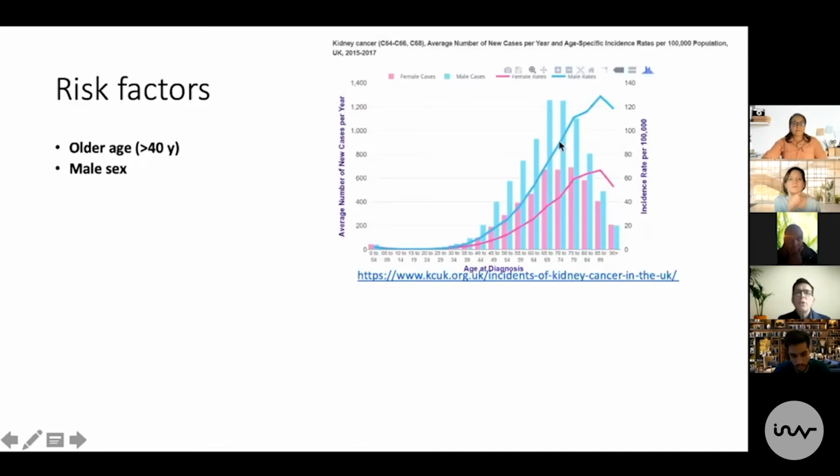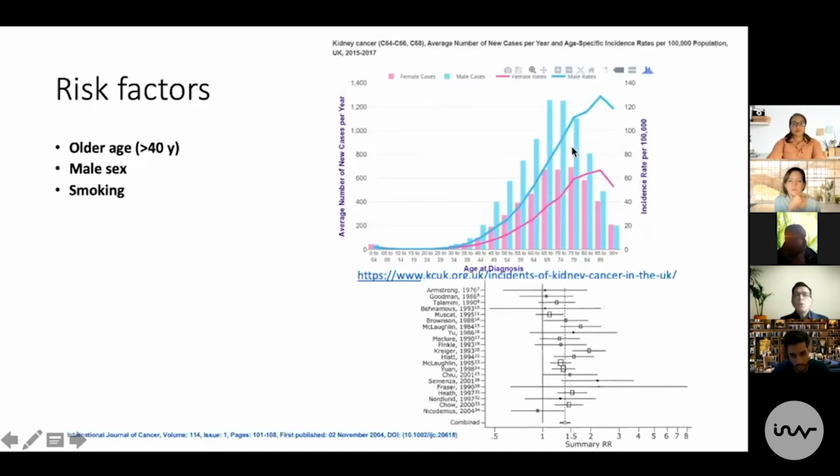And also on this curve, you can see that it's about twice as common in males than in females. Smoking is the most established risk factor for renal cancer, although in the case of Clyde Black, in the lifestyle attributes, we saw that he was not a smoker. Still, about every third renal cancer patient is a smoker, and the relative risk shown here increases 1.5 times in the case of people who ever smoked.